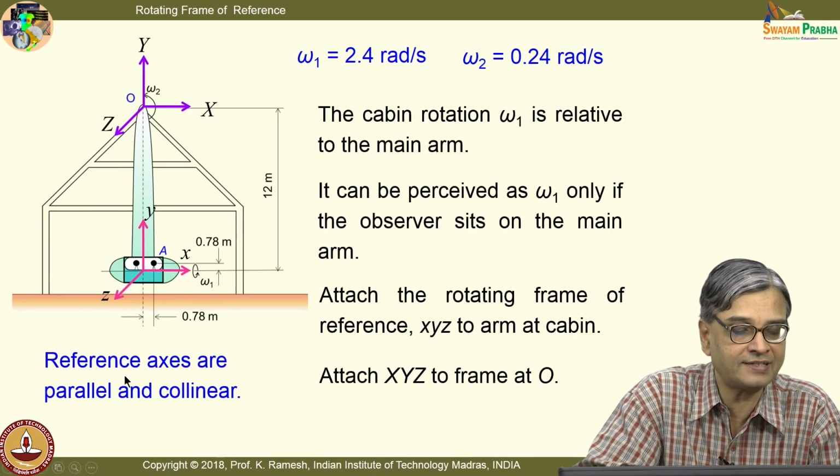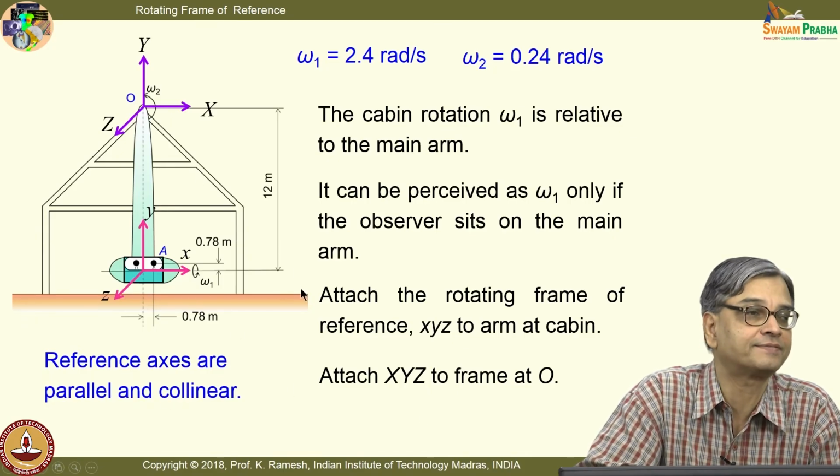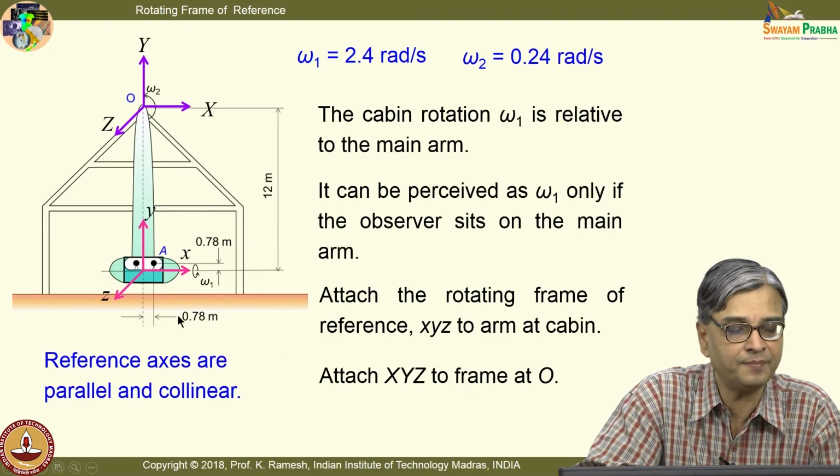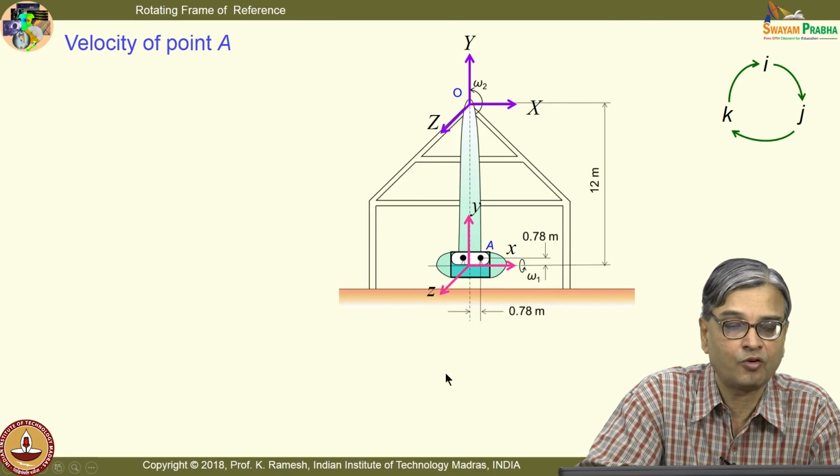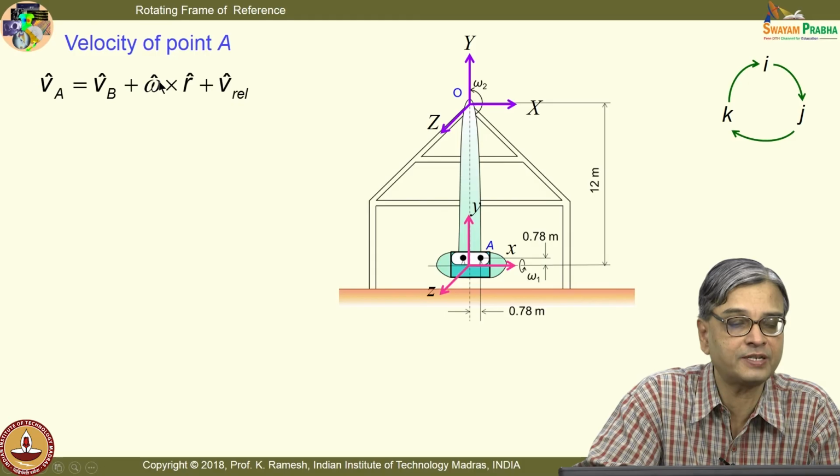So, here again the reference axes are parallel and collinear. It makes your life rather simple, and also the omega of the rotating frame of reference is omega 2. Here omega 2 is given as the arm is rotating. So, that is the omega of the rotating frame of reference. So, when I write this expression, I know what omega I should use, and I can also find out the velocity of point B.